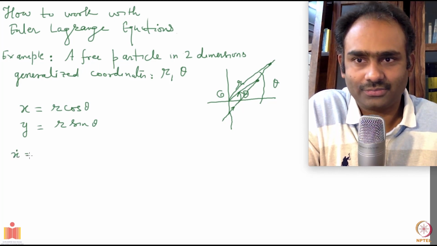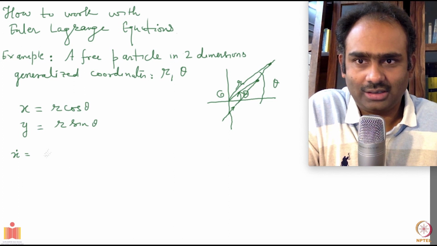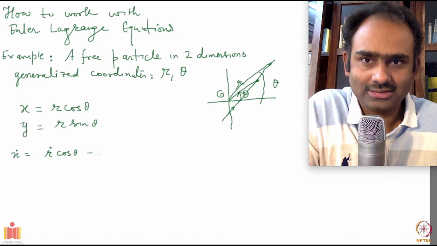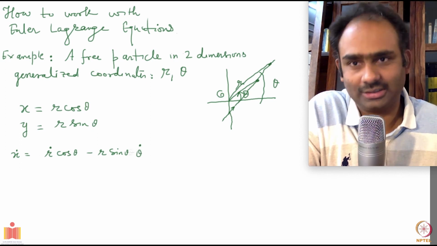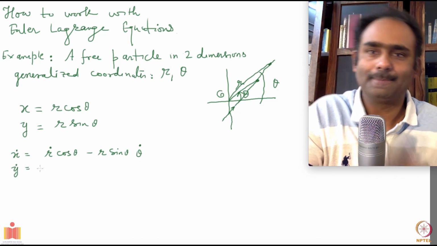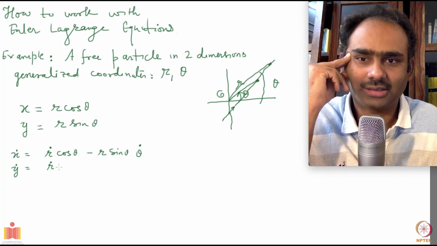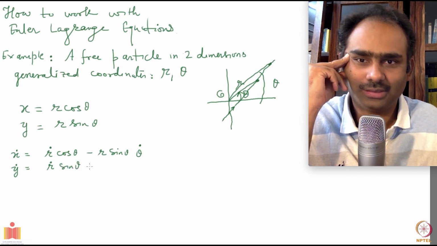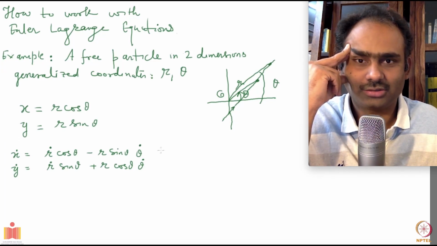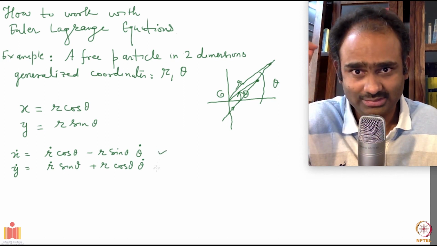x dot is r dot cos theta minus r sin theta theta dot, so I'm taking the derivative of cos theta in here. Then your y dot would be r dot sin theta plus r cos theta theta dot. Now I want to do x dot squared plus y dot squared, so I have to square these and add.